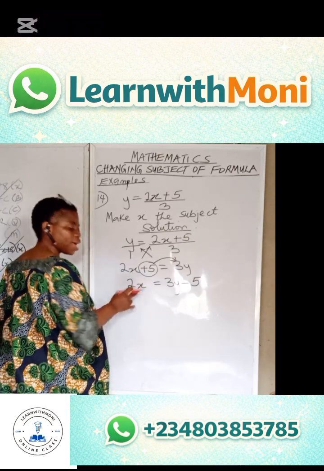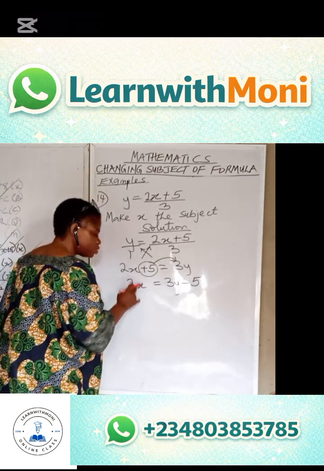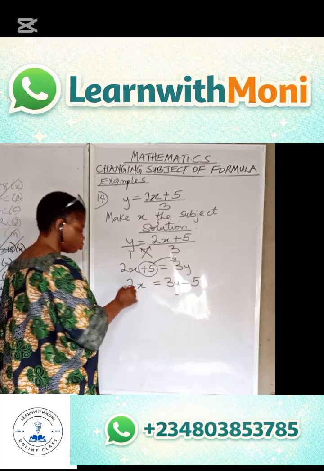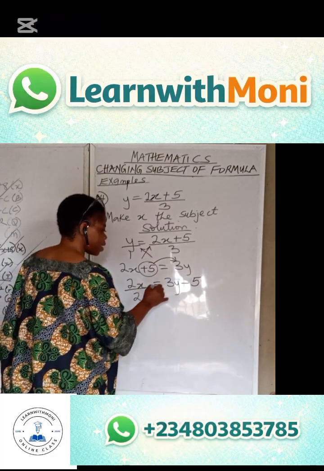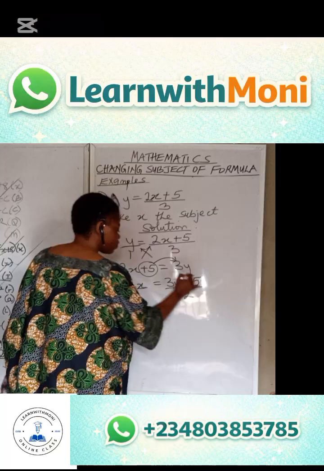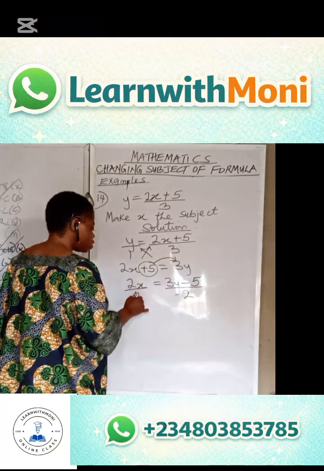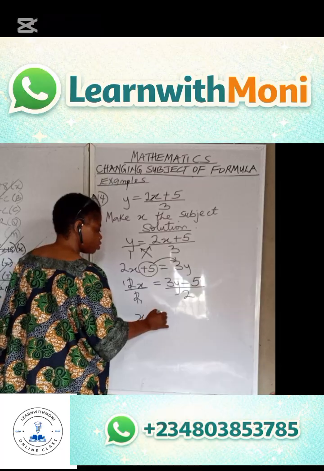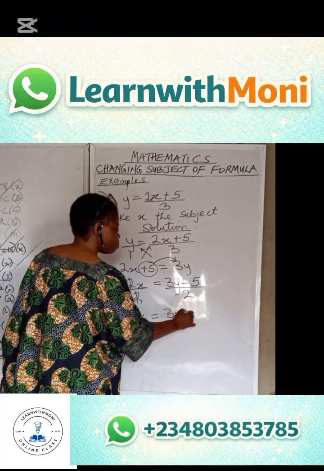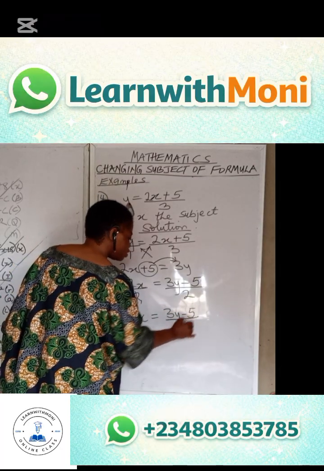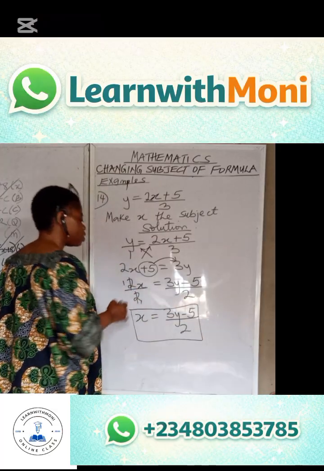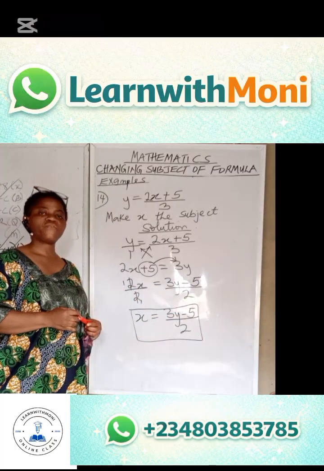This is 2 times x. So to remove the 2 from x, we have to divide both hand sides by 2. Divided by 2 and divided by 2. 2 divides 2 once. We are left with x, which equals 3y minus 5 everything over 2. And with this, we have made x the subject of the formula.